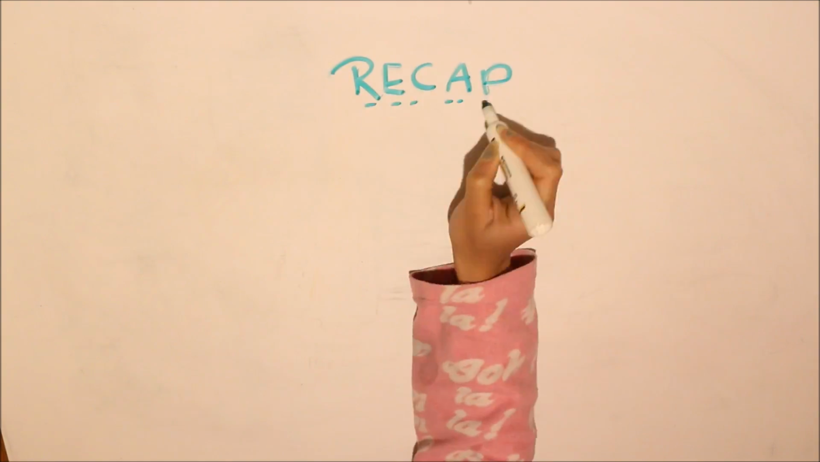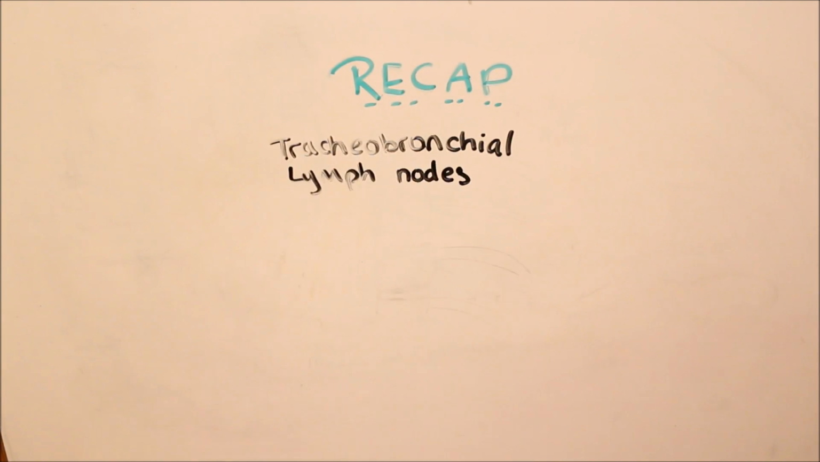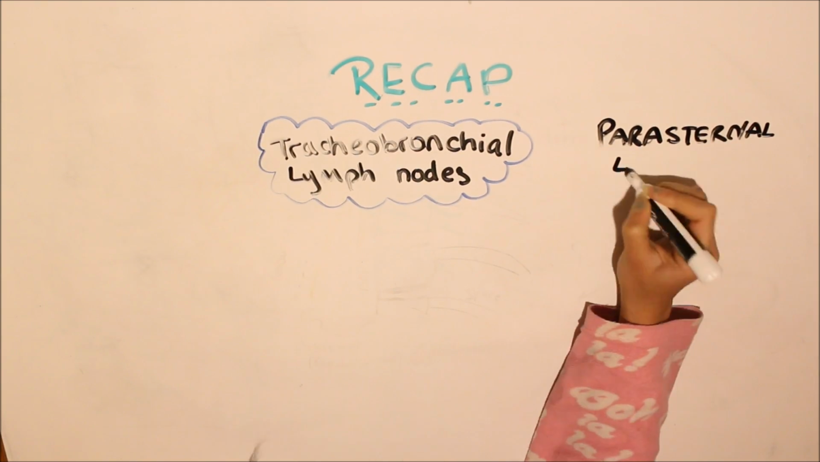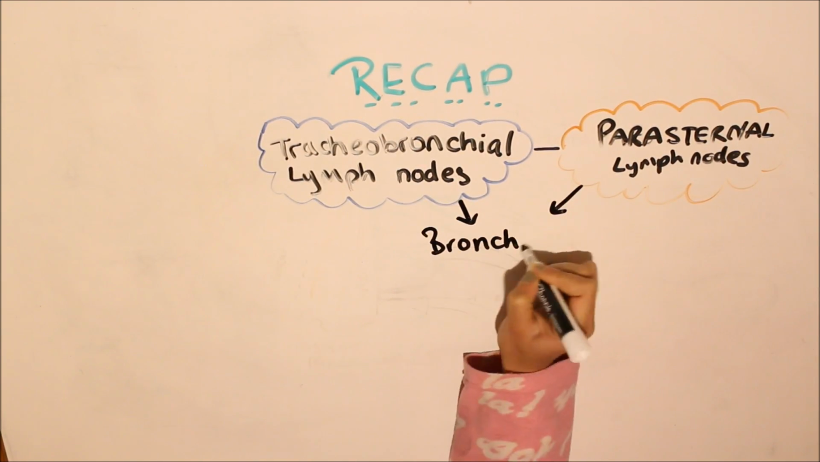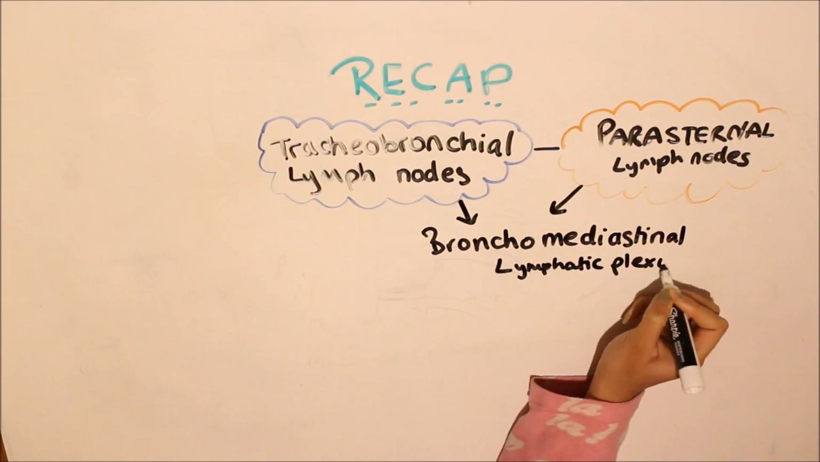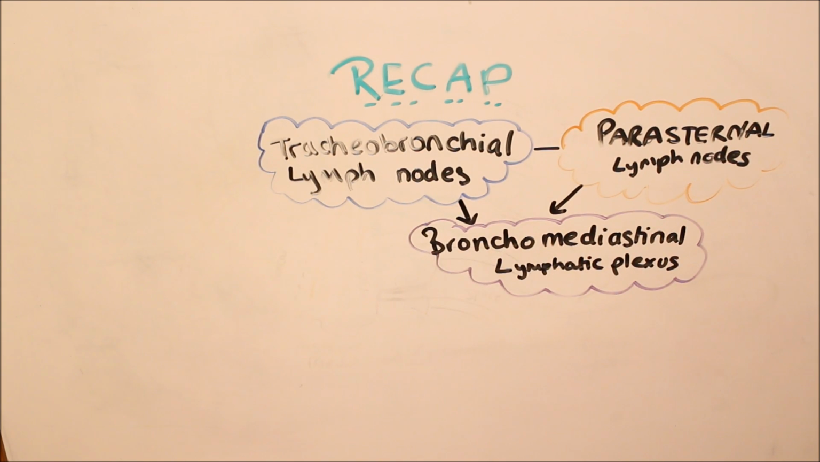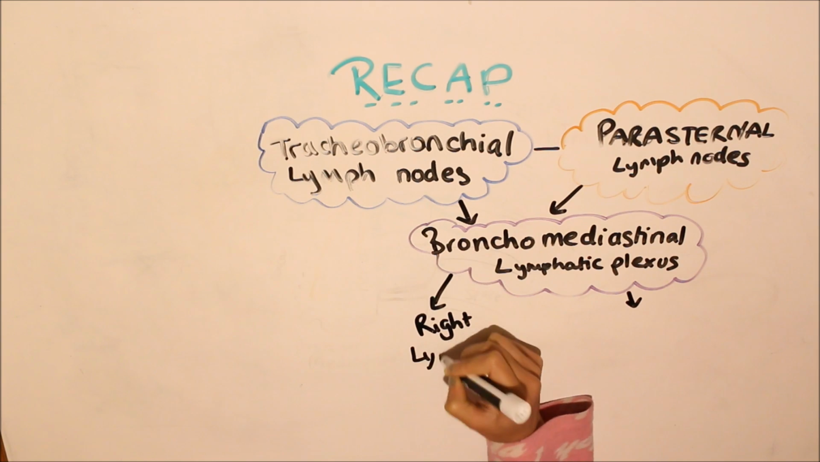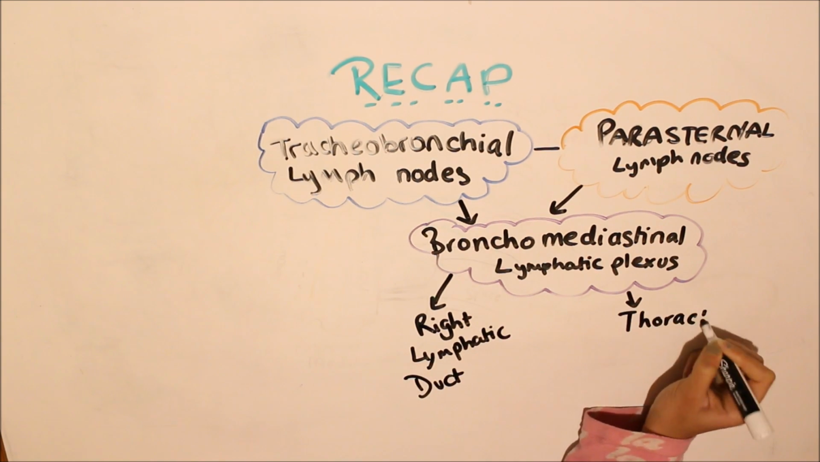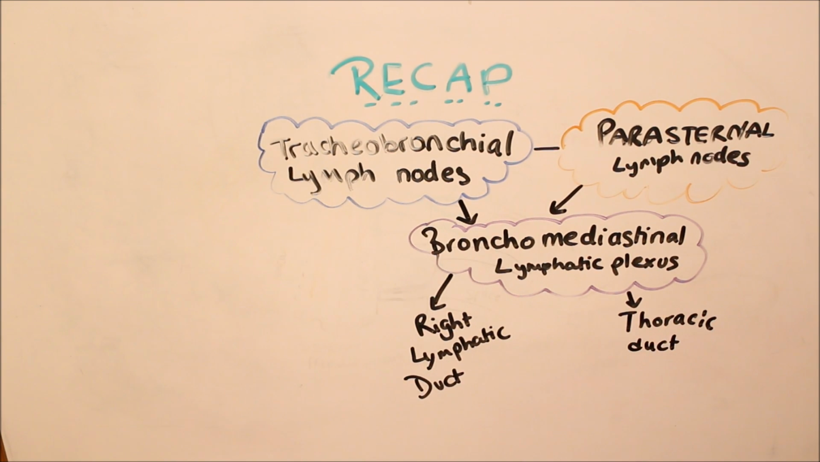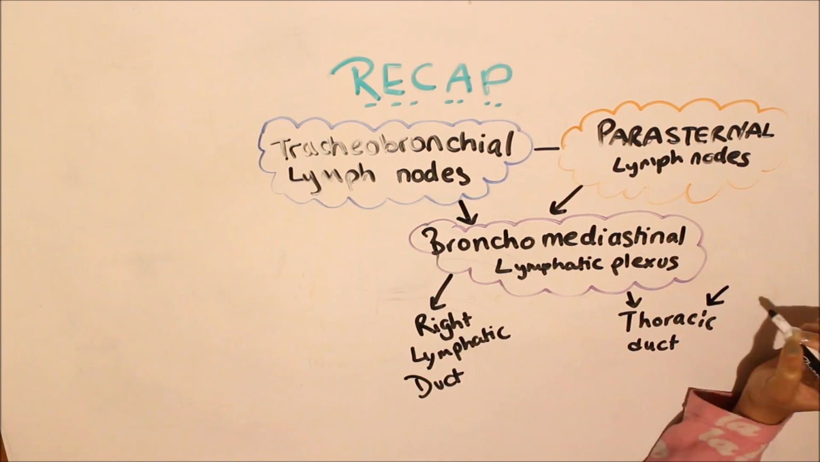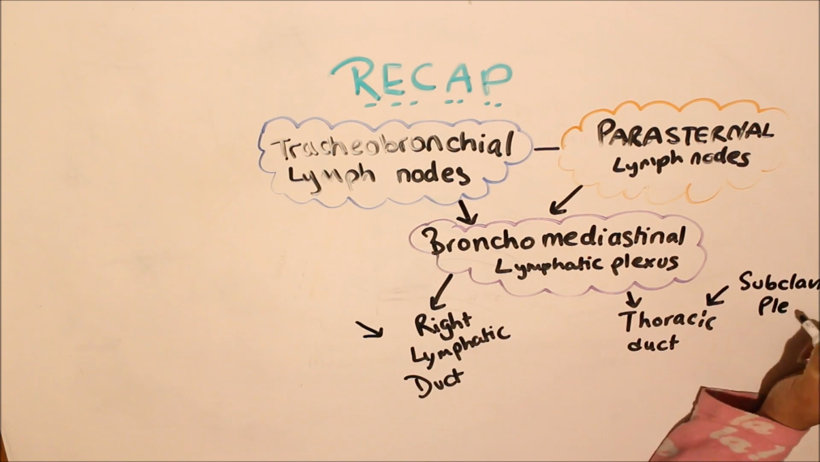So, here's a quick recap. Keeping the tracheobronchial nodes in mind, we know the lungs and the heart both drain here and then to bronchomediastinal lymph nodes, joined by the parasternal nodes, which drain the superior medial breast and the skin of the chest. The bronchomediastinal plexus on either side drains to its respective lymphatic or thoracic duct.